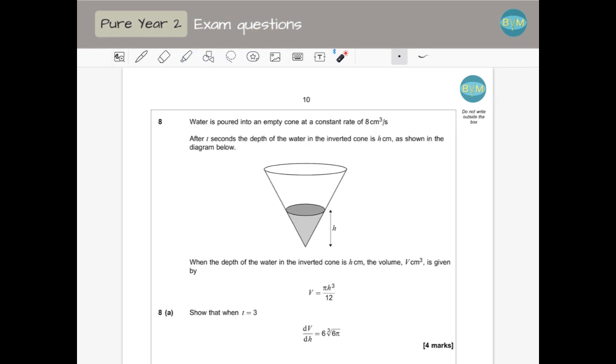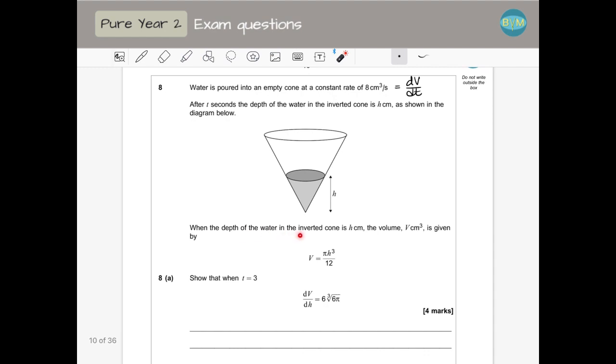You have water poured into an empty cone at this constant rate. So it's volume by time, yeah? Volume and time. So this is the change in volume with time. After t seconds, the depth of the water in the inverted cone is 8 centimeters. When the depth of the water in the inverted cone is h, the volume is given by this formula. We have to show that when t is 3, the change in volume with height is this value here.